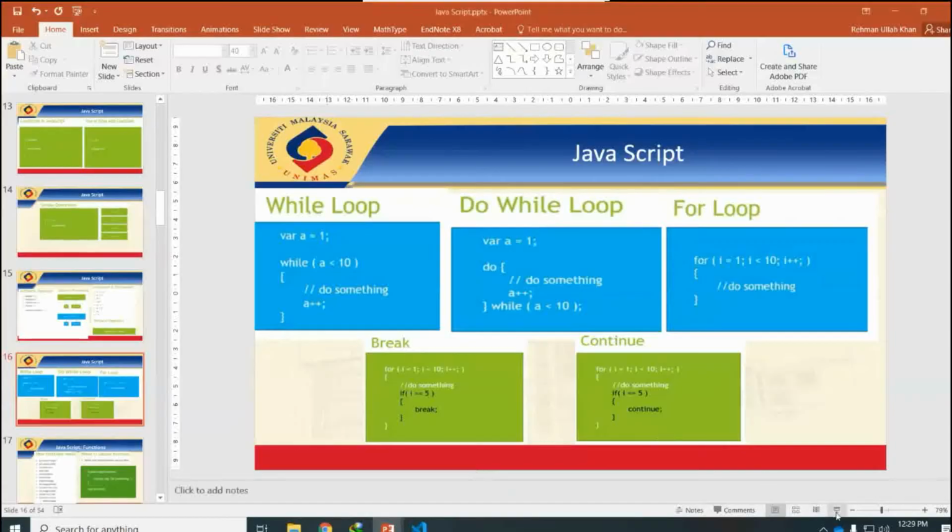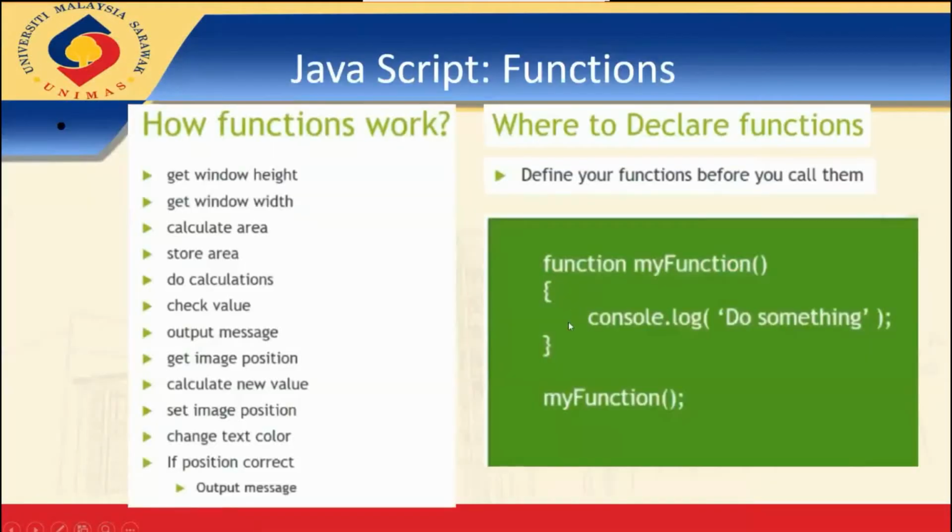I think you have studied this too much in every programming language, and you will keep repeating, so no need to do it again and again. Okay, functions. Functions are the most important part of JavaScript, and functions work in HTML at many different levels. For example, when the window changes its height and width, run some code or show some behavior, and the behavior will be based on a function. With the width, maybe calculate area or store area, and do some calculation. I can check some value. Later on I will show you. In real time, you can check the value if someone is typing. Get image position, many things. Change text color, change position.